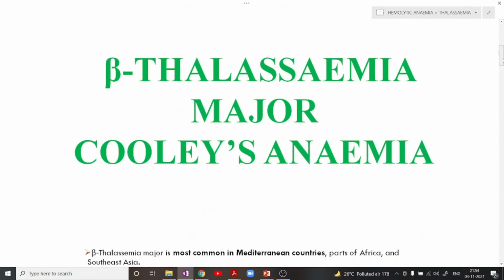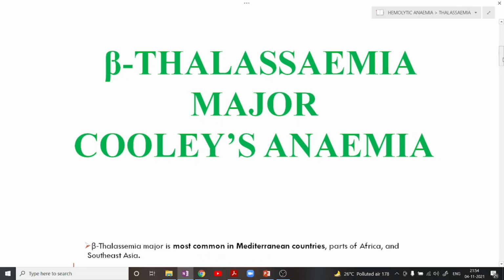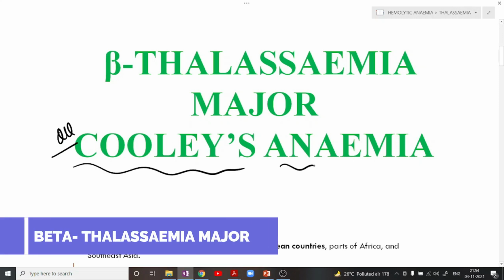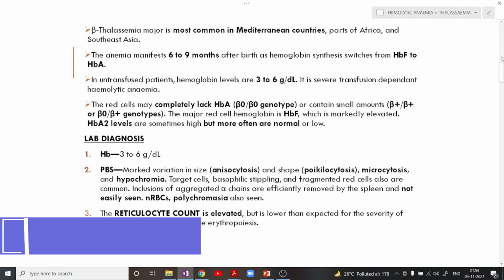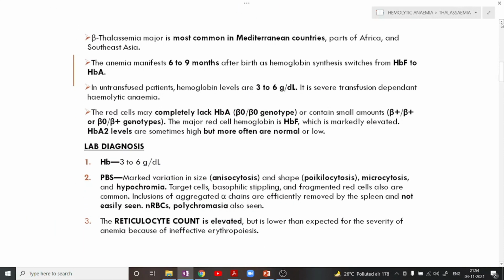Now beta thalassemia major. This is the first clinical syndrome that we are going to understand, and it is also called Cooley's anemia. Let us read about some of the important features of beta thalassemia major. It is most common in the Middle East and in the Mediterranean countries.